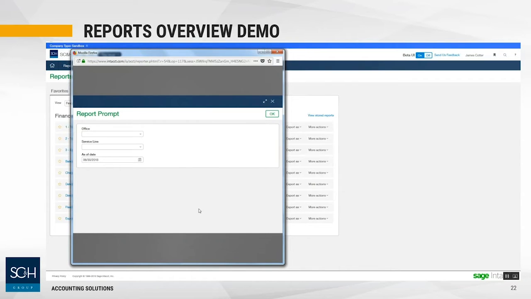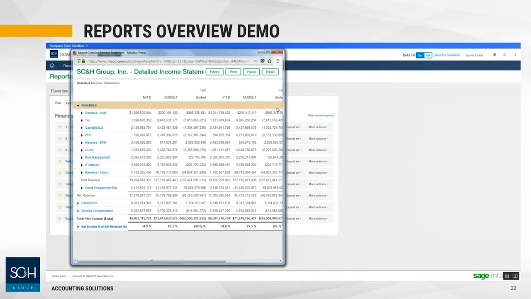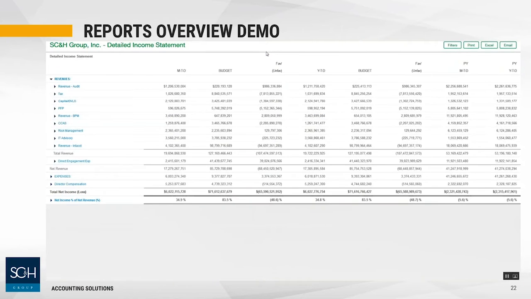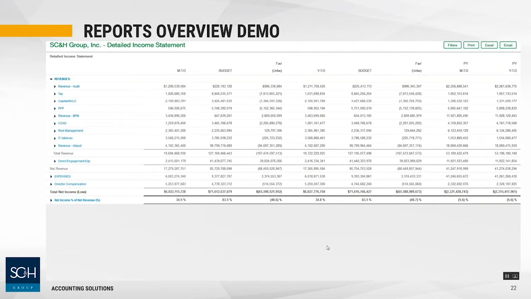And of course, I'm going to select my as of date, so I want to run it as of June 30th. Clicking OK. Now the report's running, and now I'm going to expand it so you can really take a look. For the moment, I'm going to pause the video so I can talk through it, and you can gain your bearings on this report.